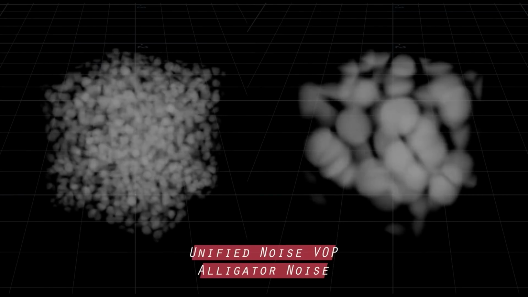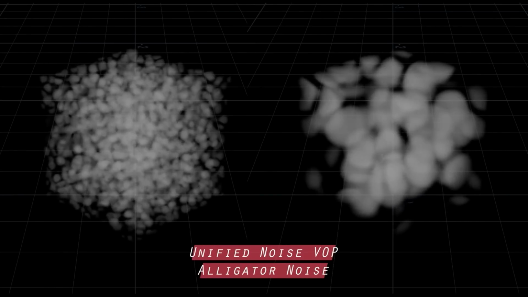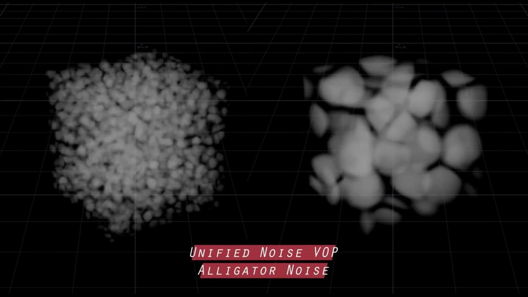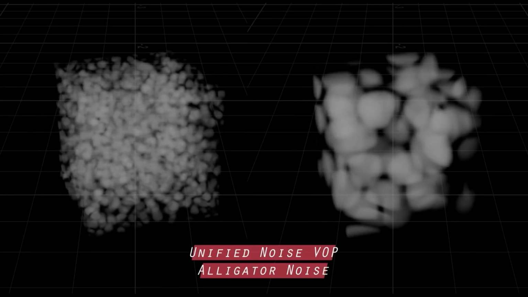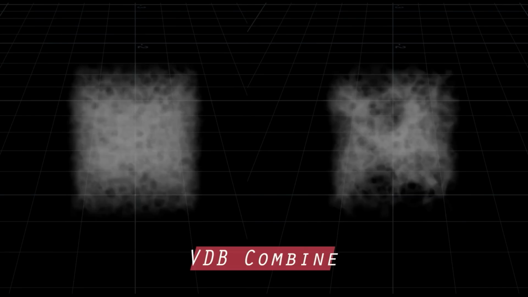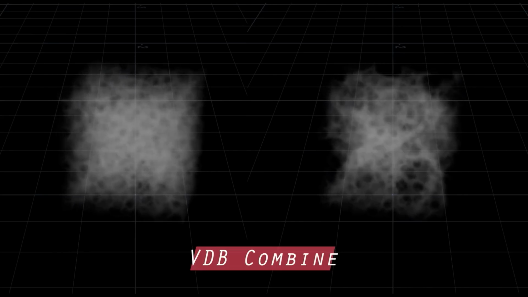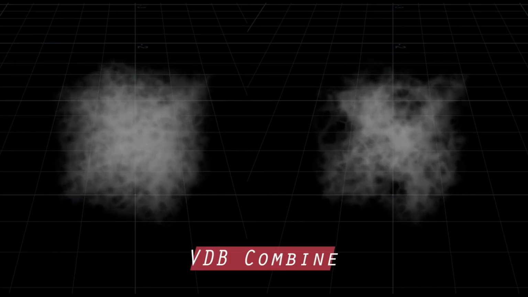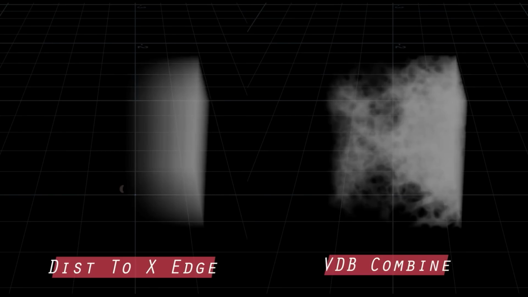Here's that density volume with 2 different scales of alligator noise. And I picked alligator noise because it was spherical looking. So it kind of, again, thematically matched what I was doing with all the spheres elsewhere. Combining those 2 different scales into a network with the magical VDB combine.